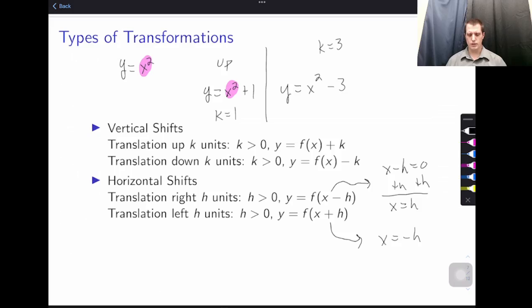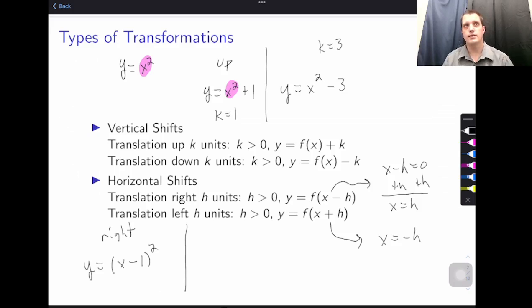All right, so what does this look like? Well, for h units to the right, what we're going to do is we're going to have y is equal to x minus, and let's use the same number of 1 this time, squared. So what's happening here is we're plugging it into the squared business.